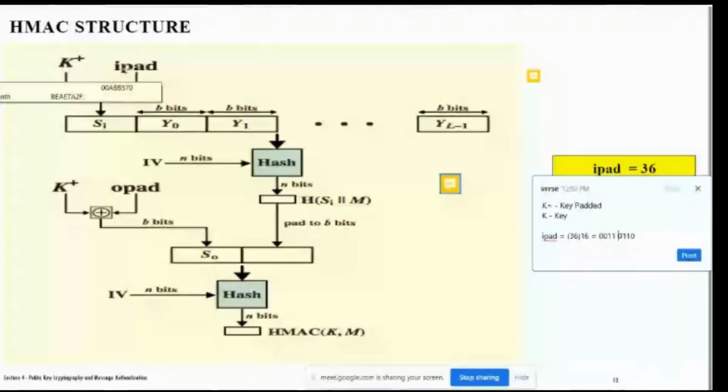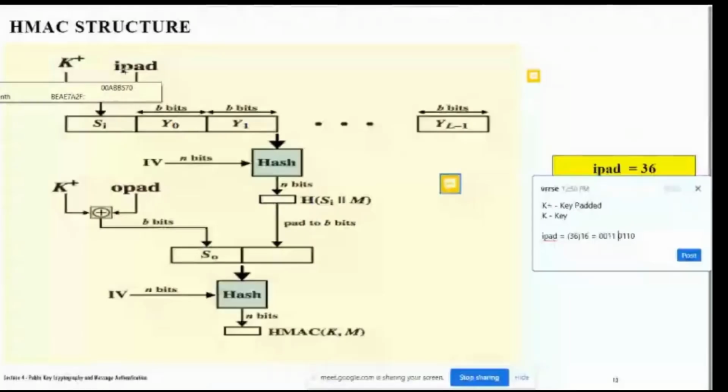It is not decimal. Don't take it as 36. It's not 36, it's 36 of base 16. That is a hexadecimal number. If I convert into binary, it will be 0, 0, 1, 1, 0, 1, 1, 0. So this is going to be 36.